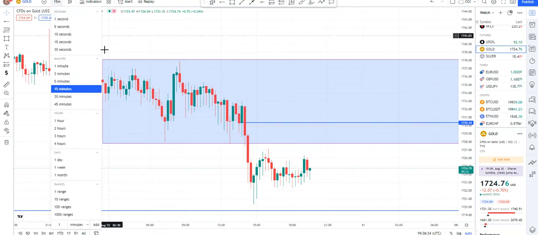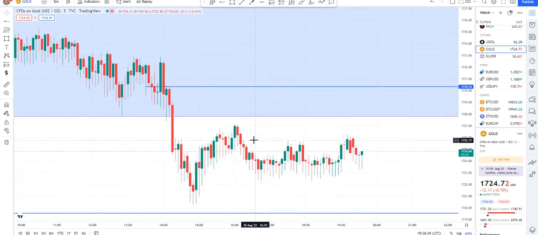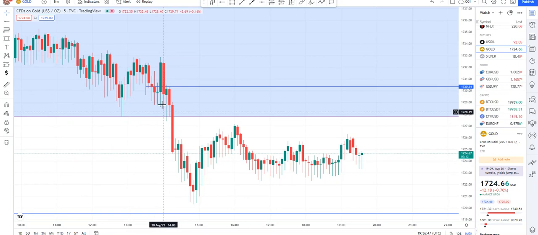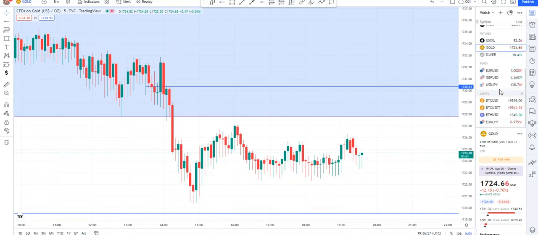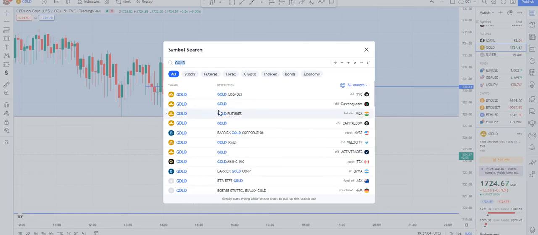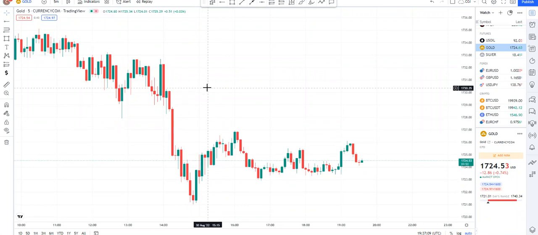Let's just check 5 minutes and see if we can change anything. I just don't like these wicks. My God, I'm using the gold futures chart. Let's just see a plain gold chart. Okay, so this is cleaner.